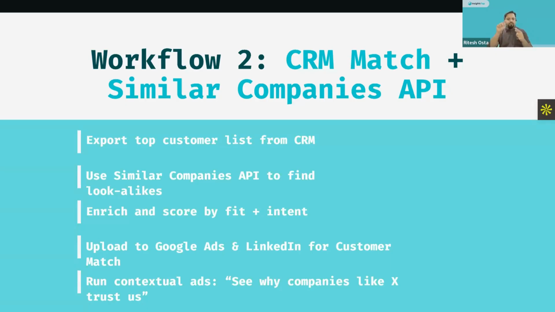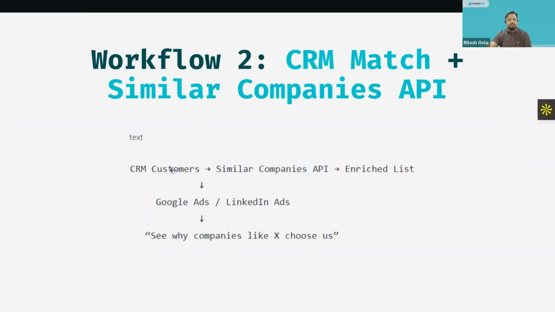For example, say, see why companies like X trust us, or maybe you can show some case studies, right? Those ads will be super personalized, super contextual, super effective. So this is how it works. CRM customers to similar companies API, then find more companies, enrich the list, push it to Google Ads and LinkedIn ads, and then run ads like see why companies like X choose us, case studies around this particular industry, and so on. Super effective, especially in B2B.